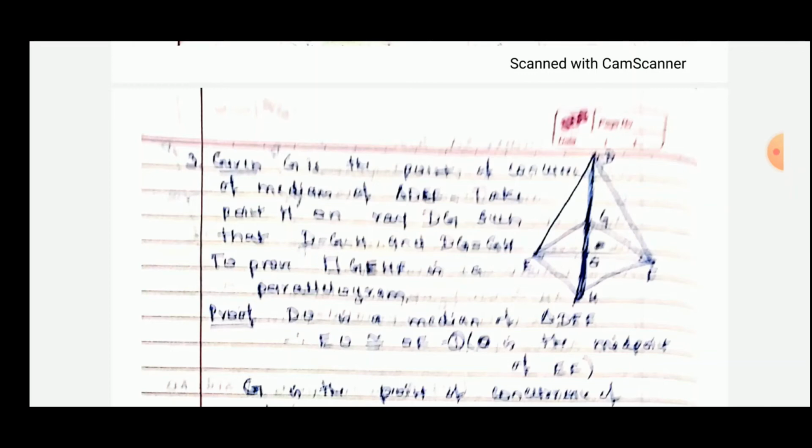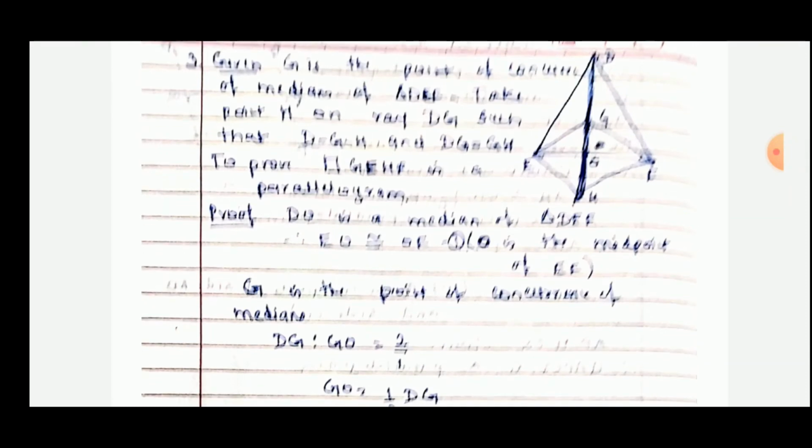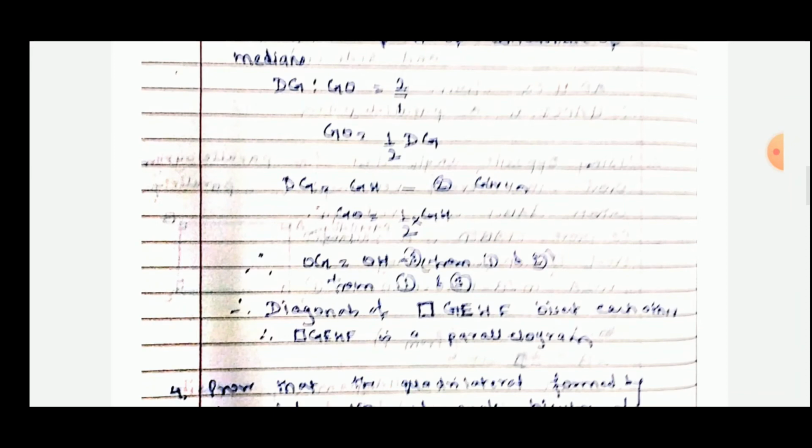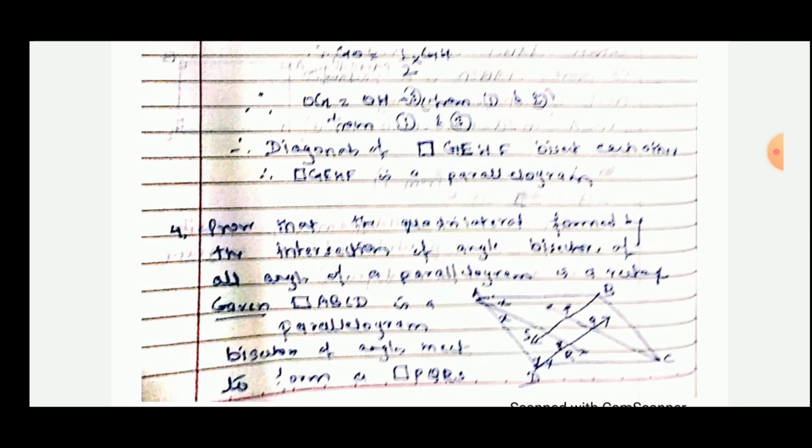Now DG is the median of triangle DEF. This is given. Now G is the point of concurrence of the medians. So DG upon GO is equal to 2 upon 1. So GO will be equal to half of DG. So DG equal to GH, this is given. So GO will be equal to half of GH. So GO equal to OH from 1 and 2. So from 1 and 2 we can say the diagonals of quadrilateral GEHF bisect each other. So quadrilateral GEHF is a parallelogram.